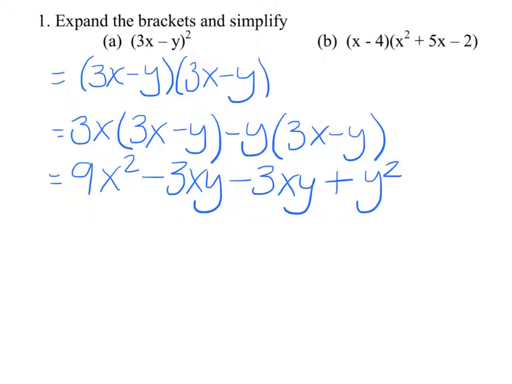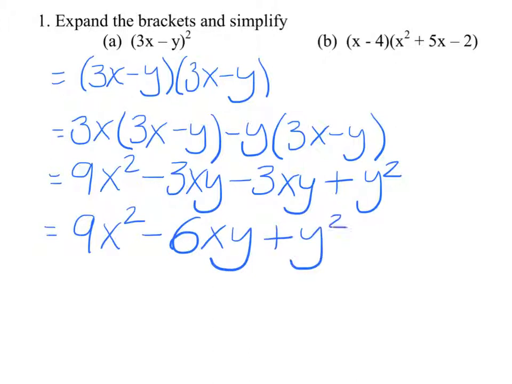So what we have now is 9x squared minus 3xy minus 3xy plus y squared. Collecting the like terms, which is this one and this one, we get 9x squared, minus 3xy take away 3xy is minus 6xy. Then we have our plus y squared, and that's the end of that one.